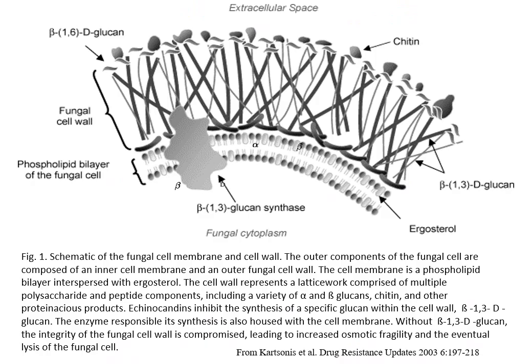and this is a depiction of a schematic figure representing the interlacing of the cell wall with the beta glucans, 1,3 and 1,6 glucans. So this phospholipid bilayer in the cell membrane contains the protein, which is the target for the echinocandins.